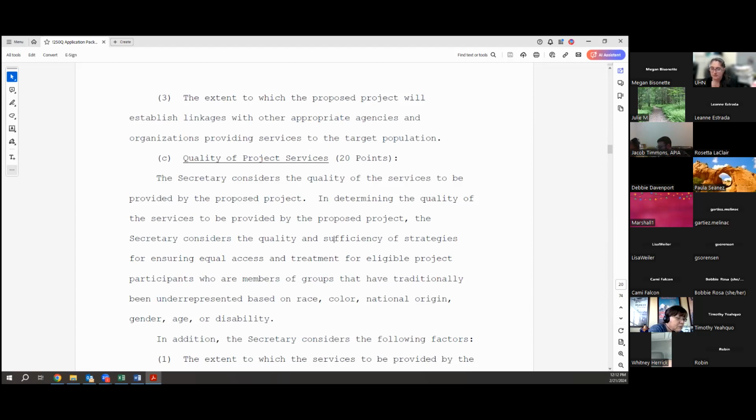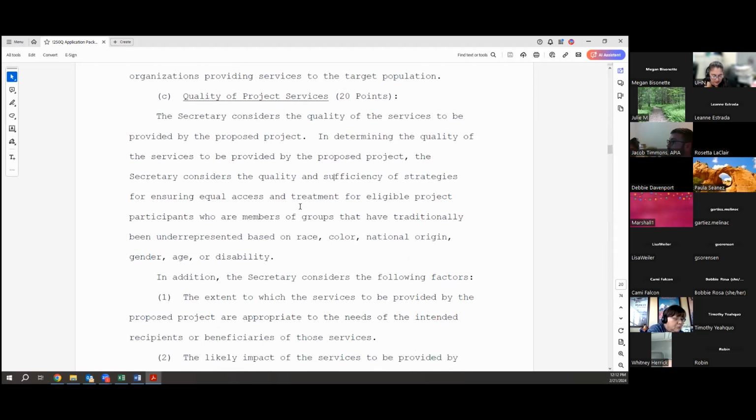Okay. Anybody else? Okay, we'll move on to the quality of the project services. Again, understand that we are required to provide services that are comparable to state agencies. This is also the area where you want to talk about what and how you are tailoring services to your community.